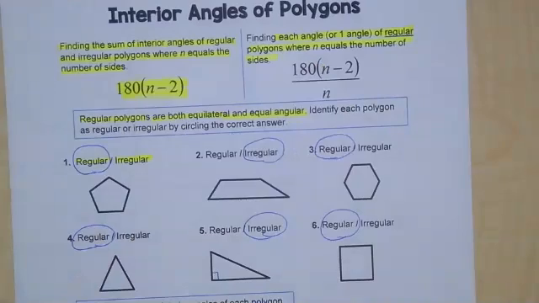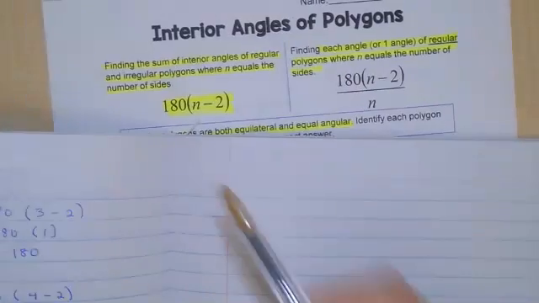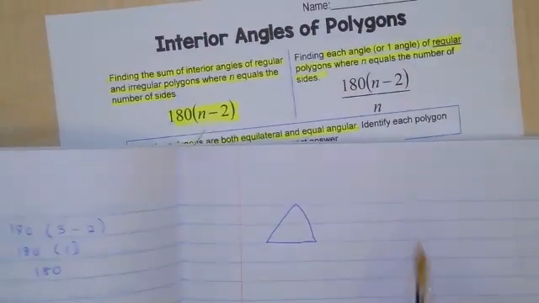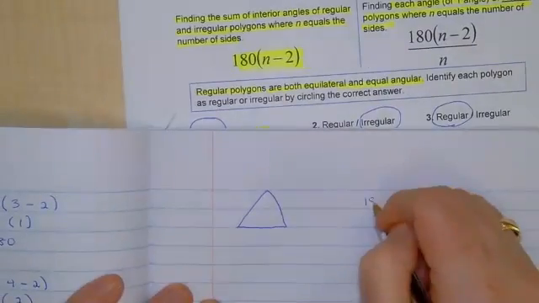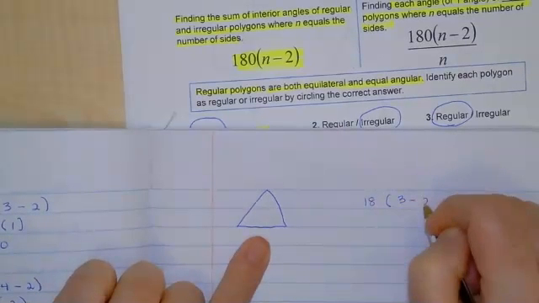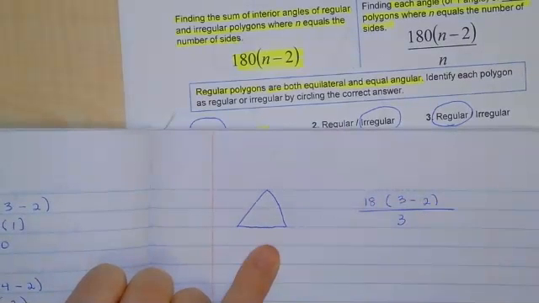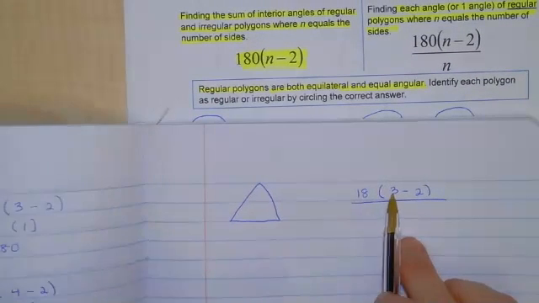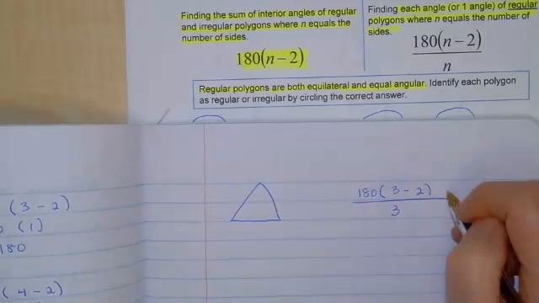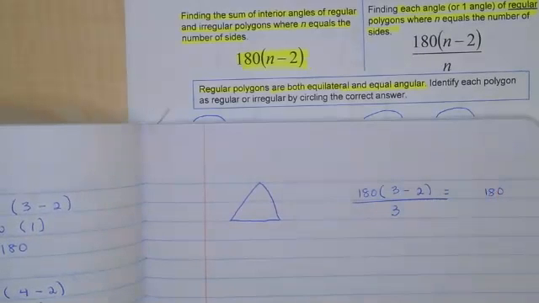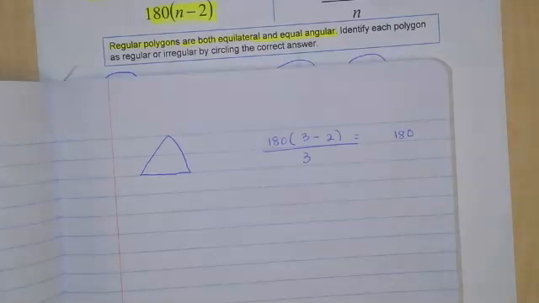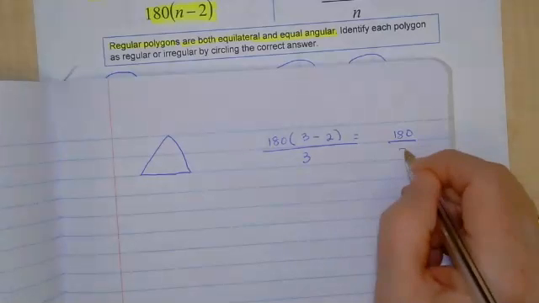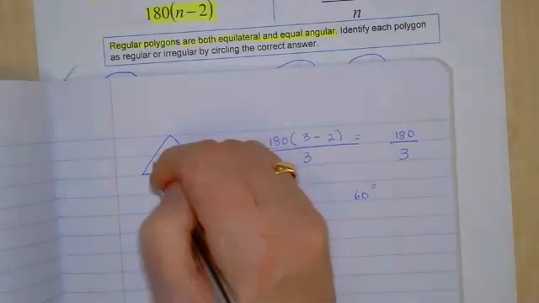So say, for example, I have an equilateral triangle, which means all the sides are the same, which means all the angles are the same. It's going to be 180 times the number of sides minus 2, divided by the number of sides. So let me show you what that means. 180 times 3 minus 2, or 180. So we know a triangle has 180 degrees inside it, but if it's a regular triangle, that means I have 3 angles, right? Each angle would be 60 degrees.